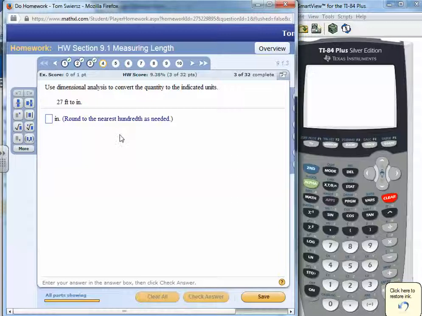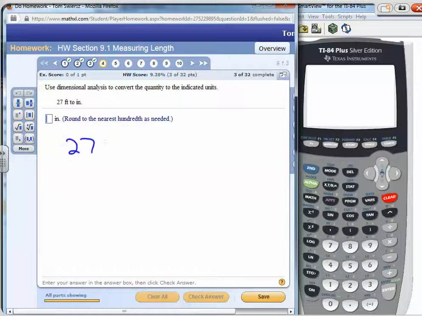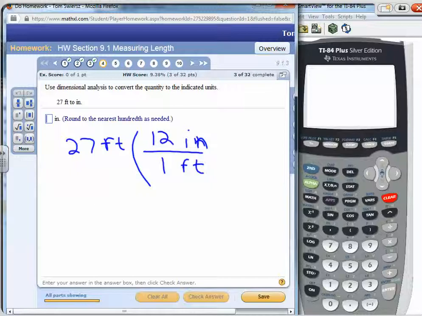Okay, number 4, 27 feet to inches. All right, this time we have, again, 27 feet. We want to convert to inches, so inches in the numerator, feet in the denominator. Okay, and we know that for every 1 foot there are 12 inches.